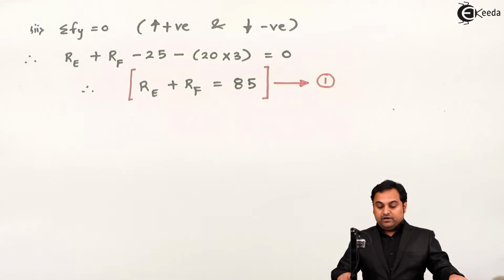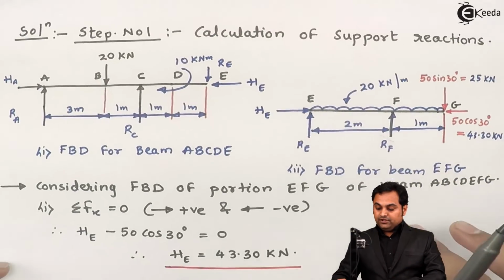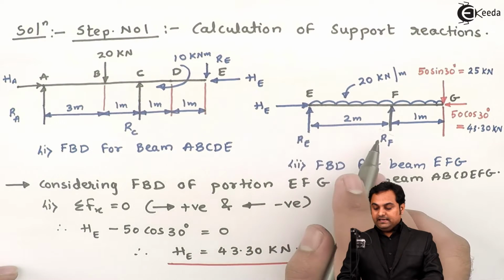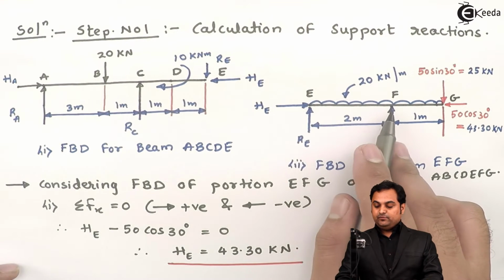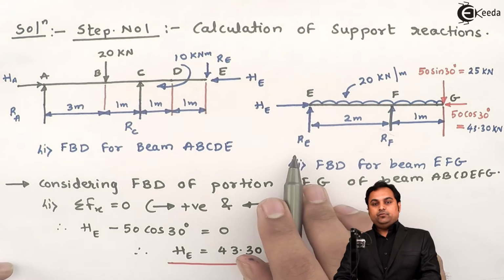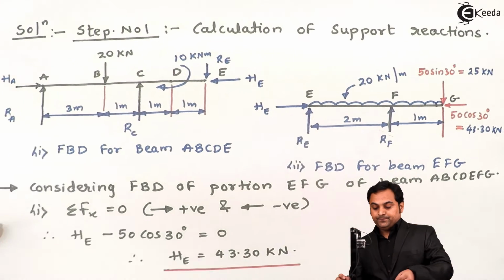Next, now after getting equation number 1, here we want the values of reaction. So if I take the moment at point E, I'll get RF. If I take the moment at F, I'll get RE. So anyhow we are correct. Either we can take moment at E or point F. Here I'm taking the moment at point E.